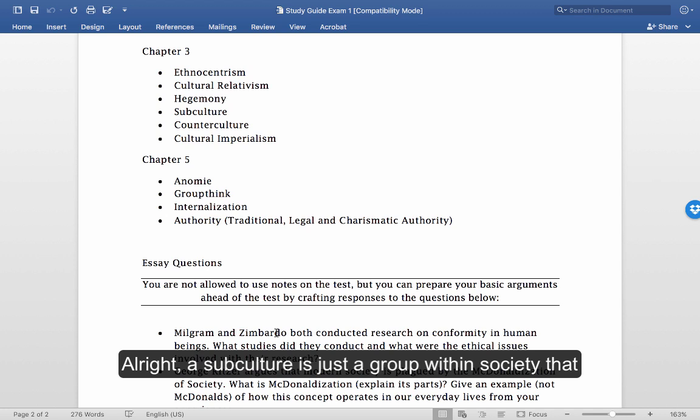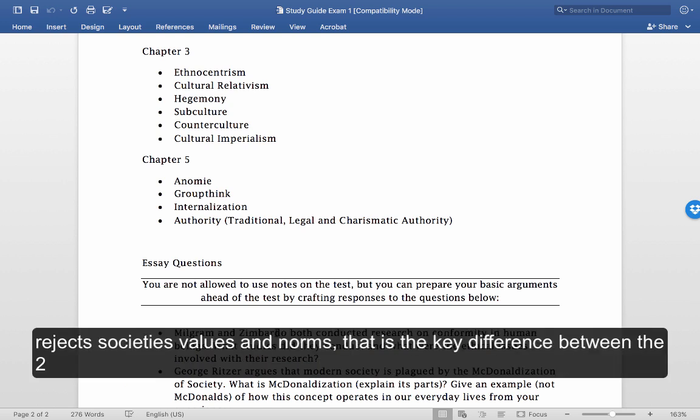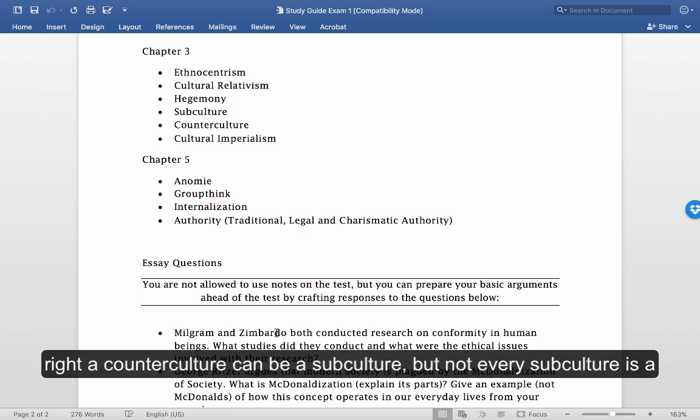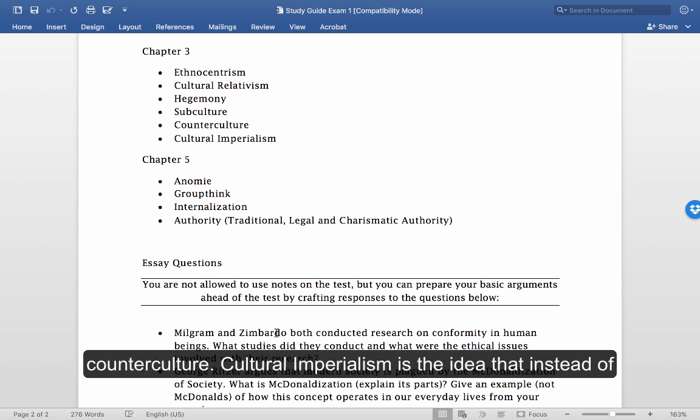All right, a subculture is just a group within society that has distinct values, norms, and lifestyles, right? Versus a counterculture is a group in society that openly rejects society's values and norms. That's the key difference between the two, right? A counterculture could be a subculture, but not every subculture is a counterculture.